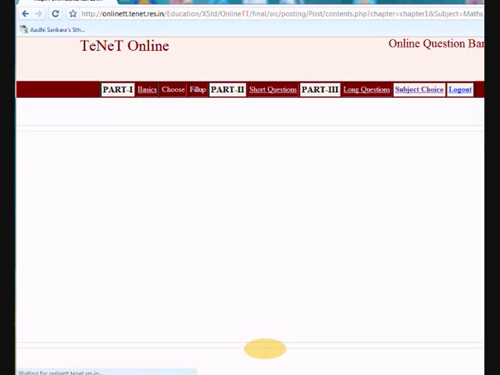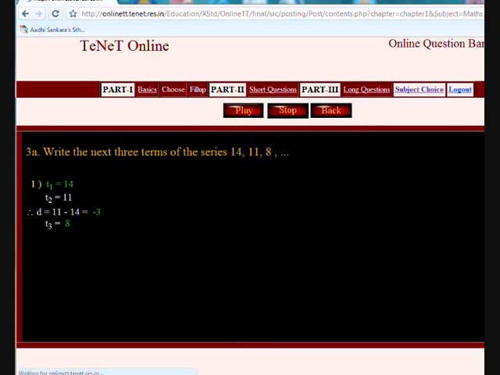Now, write the next 3 terms. Let us find out the next 3 terms of the series. Write the next 3 terms of the following sequences: 14, 11, 8, and so on. Answer.